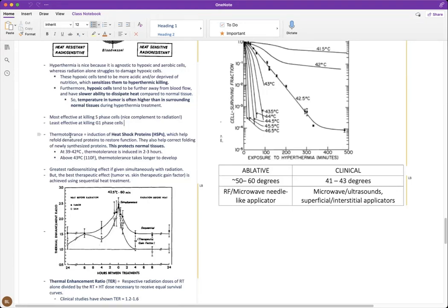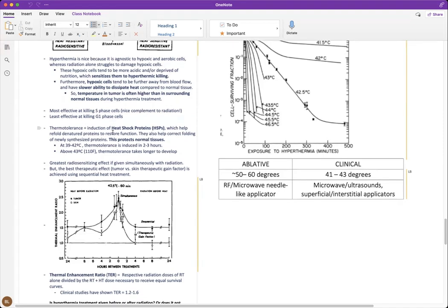Thermotolerance. This is a key term. This is describing a phenomenon when there's induction of heat shock proteins, which help refold denatured proteins to restore function. So these are like responding to heat and trying to make things better. They also correct folding of newly synthesized proteins to protect normal tissue.